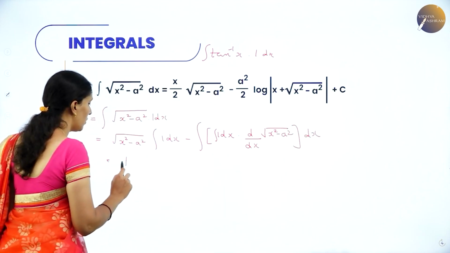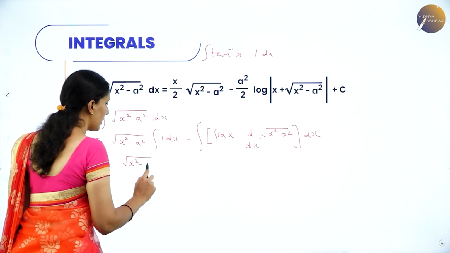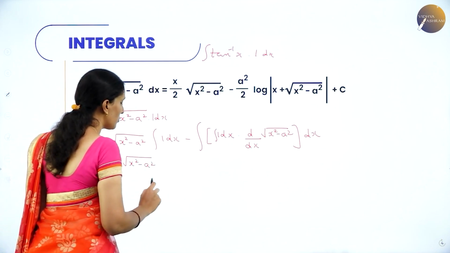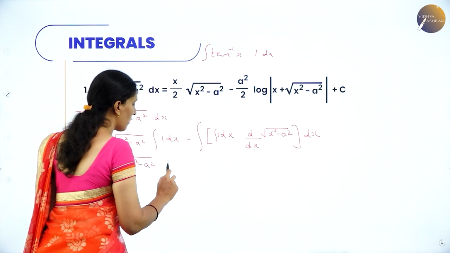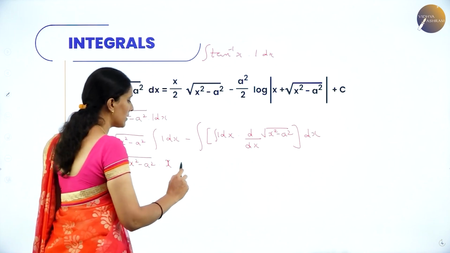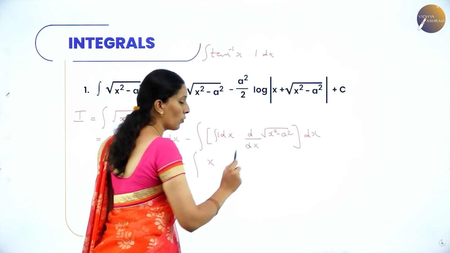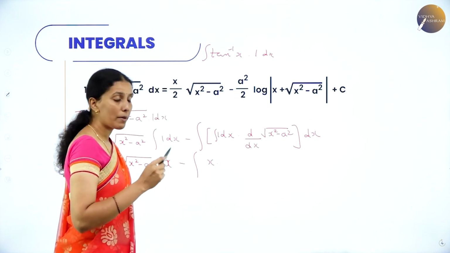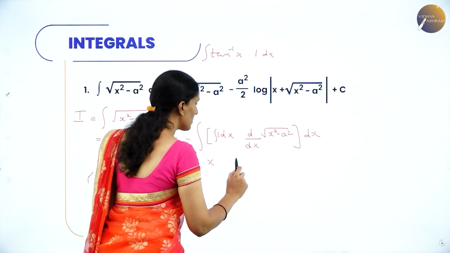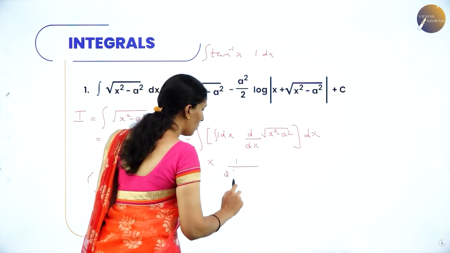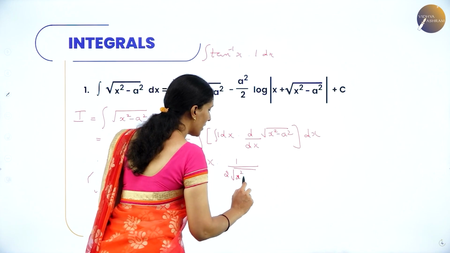Now here we have root of x square minus a square. What is integration of 1 with respect to x? It is x. Next here we have x into, what is derivative of root x? If you have root x, it is 1 by 2 root x. So therefore this becomes 1 divided by 2 root of x square minus a square.